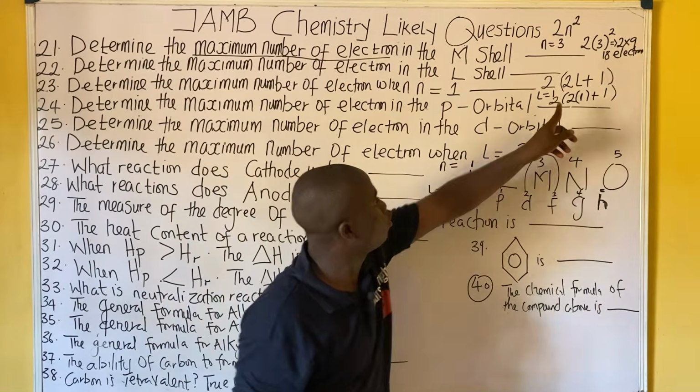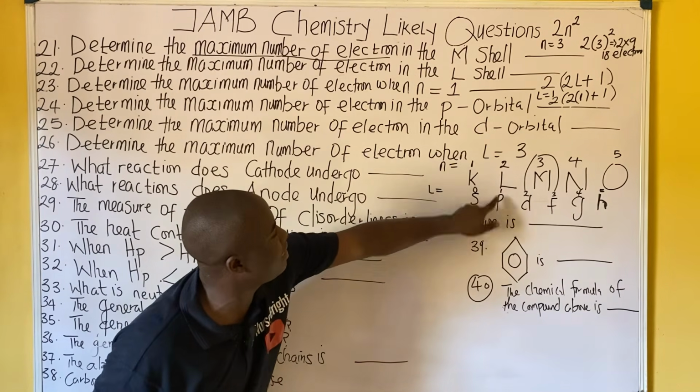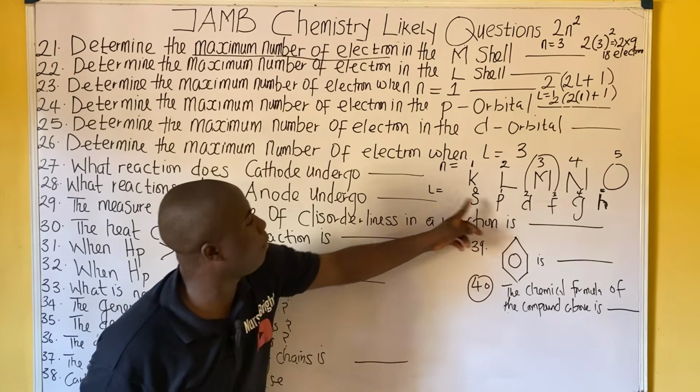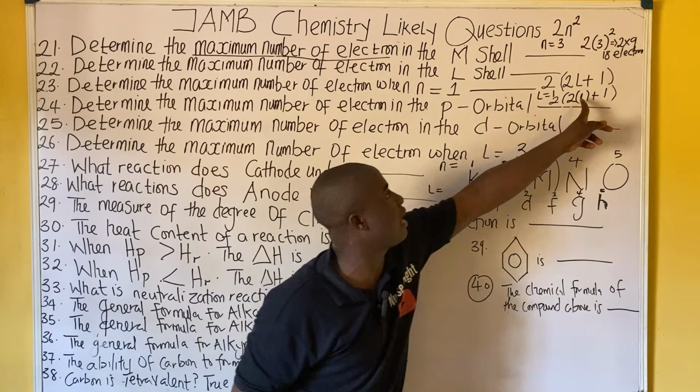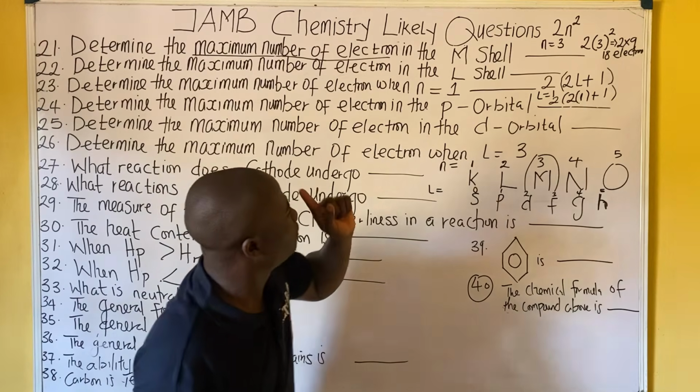It's very simple. 2 into L. L is 1 for the p orbital. You understand? P orbital, L is 1. If it were the d orbital, what would L become? 2. So the place I put the bracket should be 2 for the d orbital, for instance. So you can see what's happening.